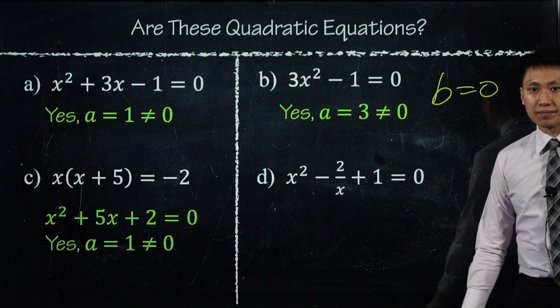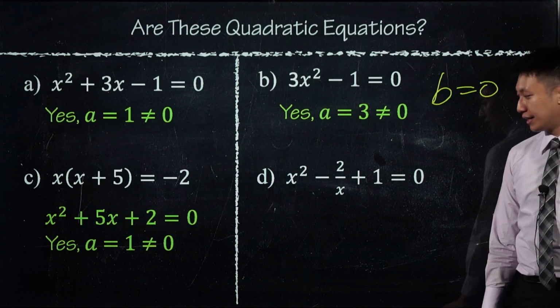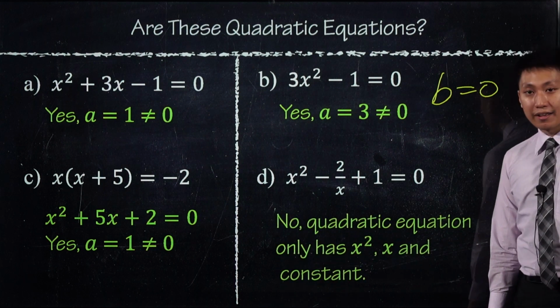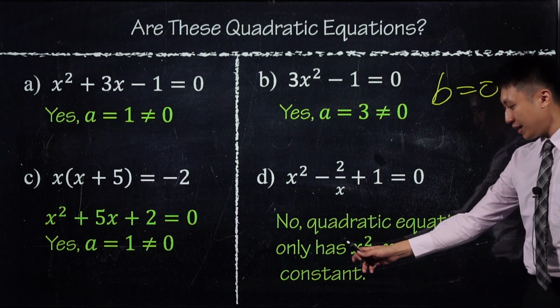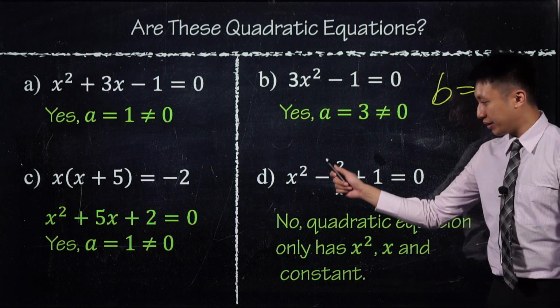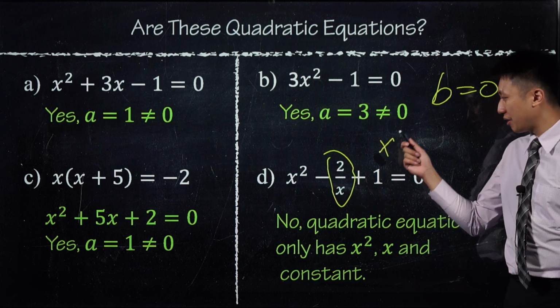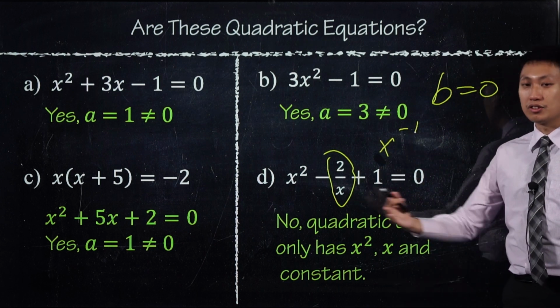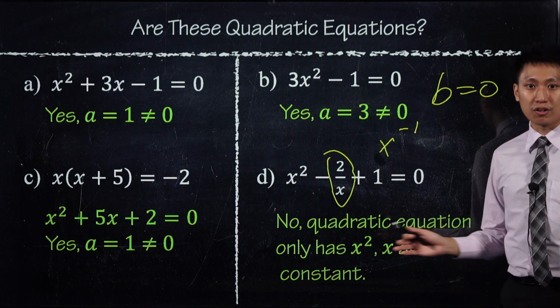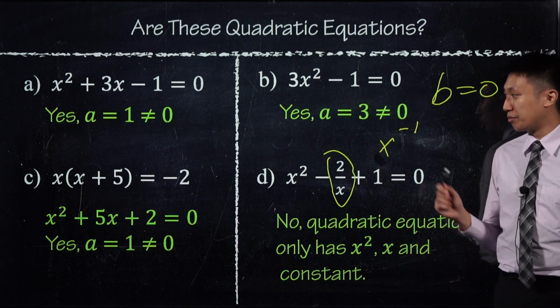How about this one? The answer is no. Why? Quadratic equations only have x squared, x, and a constant. What is this? This is actually x to the power of -1. If you don't know this one, it's fine. So it's divided by x, so it's not a quadratic equation. Okay? So be careful about this one.